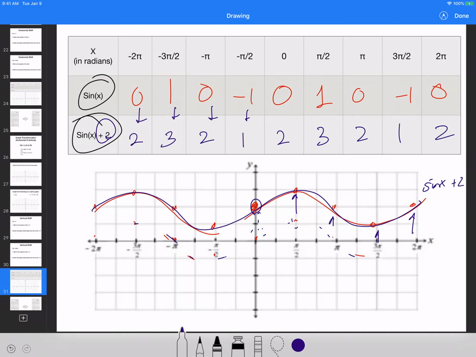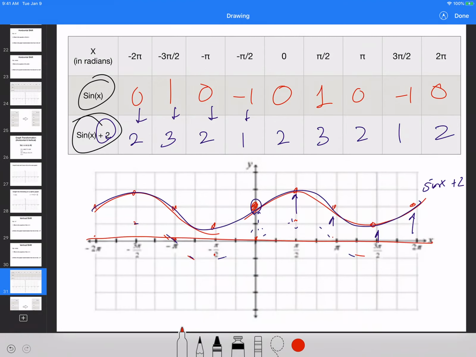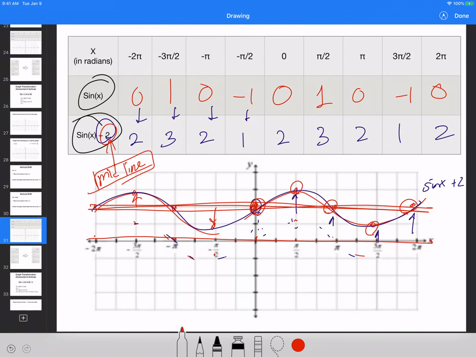Now let's take a look at a couple of important parts here. If the middle line was before at 0, now the middle line happens at positive 2. That's where it's going to happen. And the amplitude is still 1, no matter where you go. It's going to alternate from 2, 3, 2, 1, 2 all the time. That is essentially what's happening. So this actual value at the end tells you where your midline is going to be. When you're plotting this by hand, it's really important that we plot the midline from the get-go once you see the vertical shift right away.